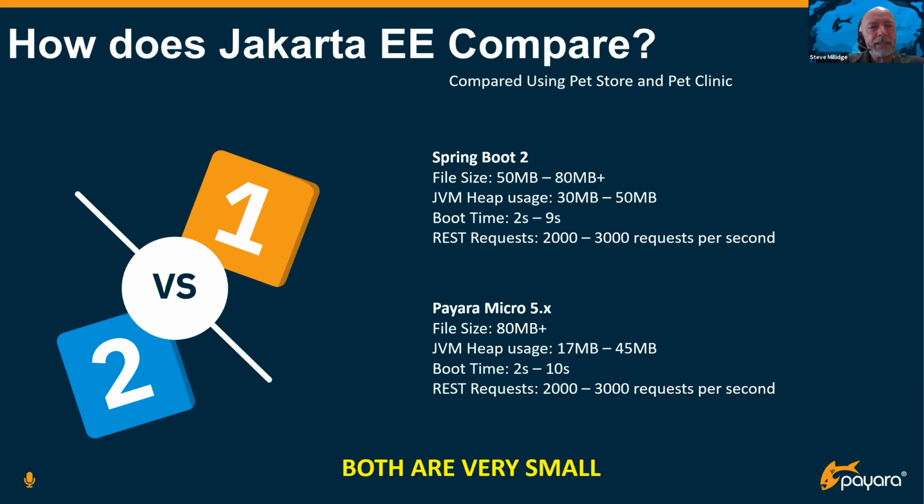And similarly, when we hit REST endpoints, both of them were doing 2,000 to 3,000 requests per second. So both runtimes are very small. It's not as if Jakarta EE was hugely greater in size than Spring Boot, which would be probably the benchmark most people would use.